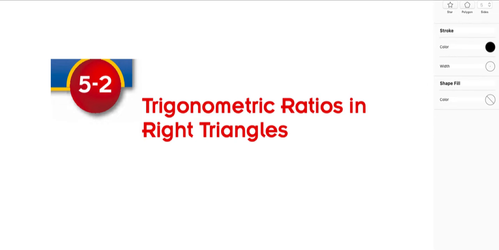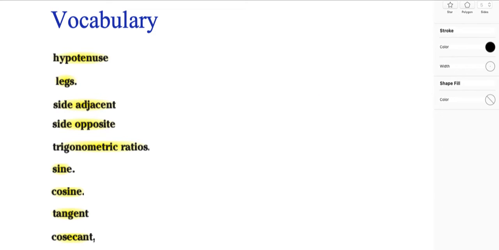Hi, pre-calculus. Here we are in section 5.2. We're looking at trigonometric ratios in right triangles. Hopefully much of our vocabulary is rather review. So we're going to just get started with the image of a right triangle and talk about its parts, because that's a lot of what we have going on in our first few vocabulary words.